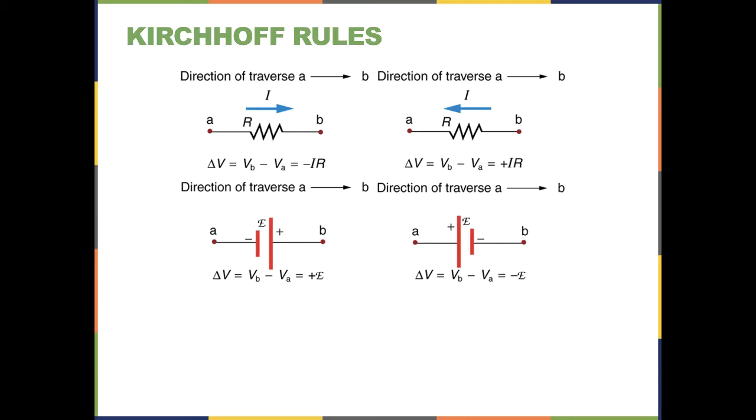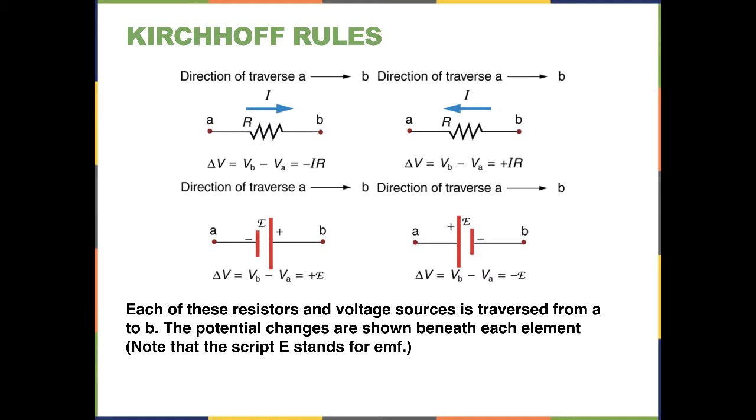If you look at battery sources or energy sources, if you go in the same direction that the flow would go, so from minus to positive, and you're going that way from A to B, then it's a plus whatever the EMF is. Conversely, if you're going against the flow, your loop is the opposite direction, then it's minus E. So for each resistance and source that you're traversing in your loop from A to B, the signs depend on the direction of flow in relation to your traverse.